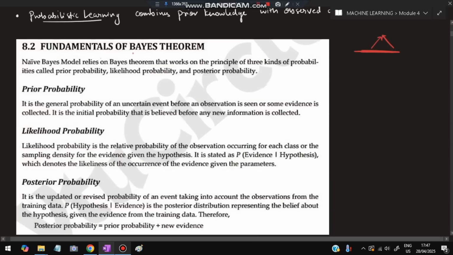So there are three fundamentals of Bayes theorem. We need to know what is prior probability, likelihood probability, and posterior probability. Prior probability is the probability of something which we already know, before any new information is collected. Like an apple is usually red in color. That is the prior probability. Likelihood probability is when we observe it and get to know some things. After observing apples, we get to know there are different types of apple, like green and yellow apples.